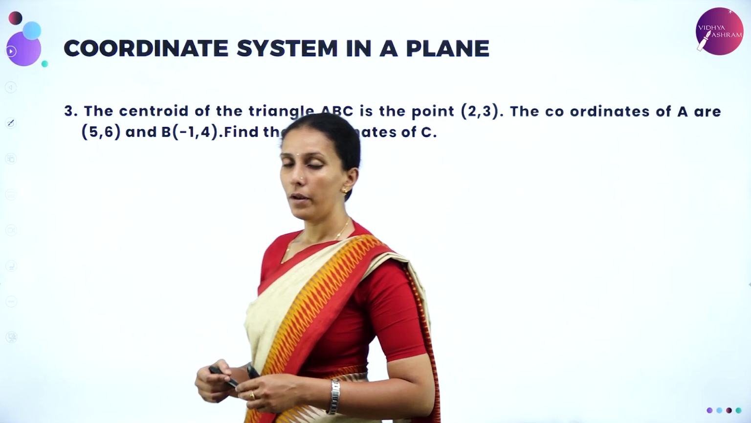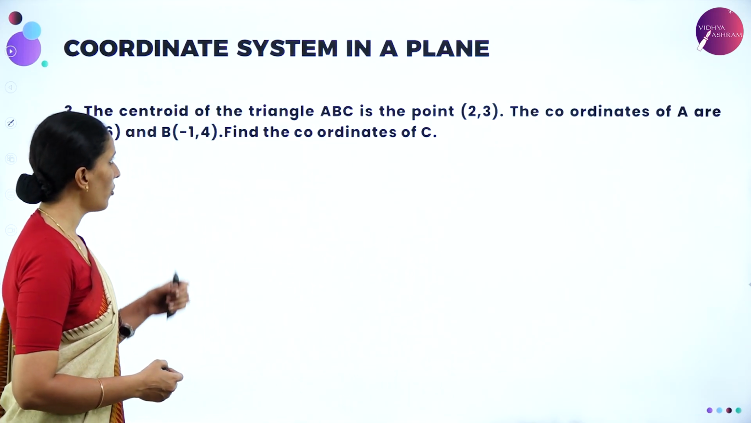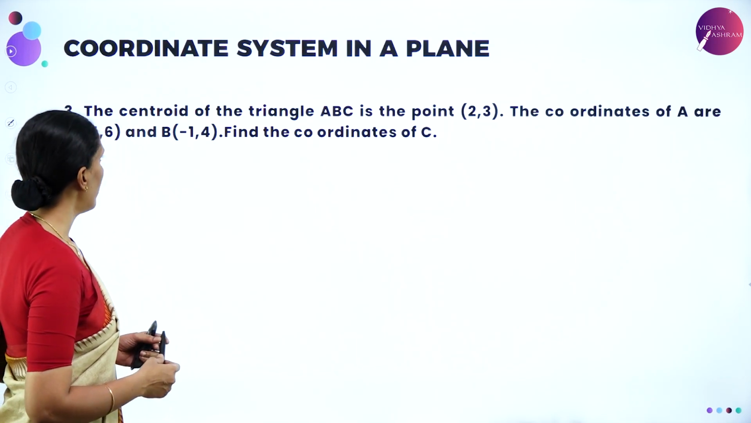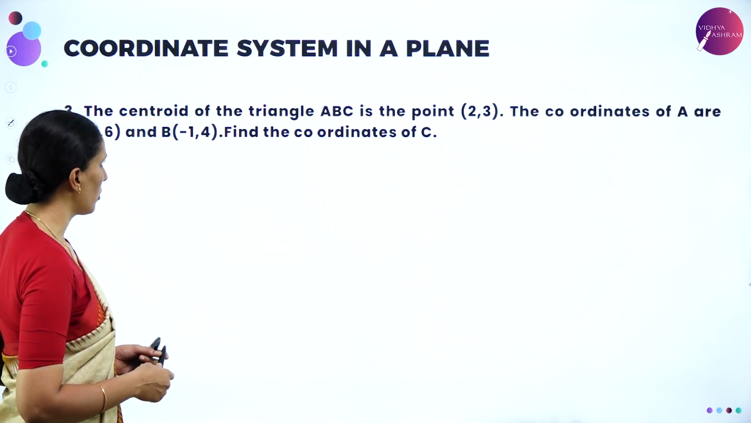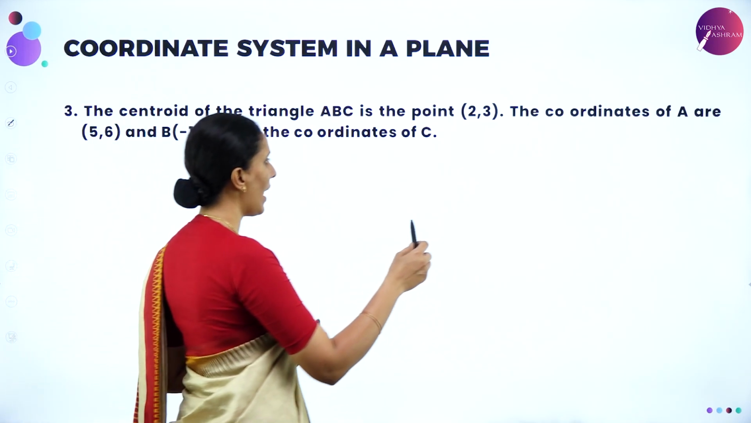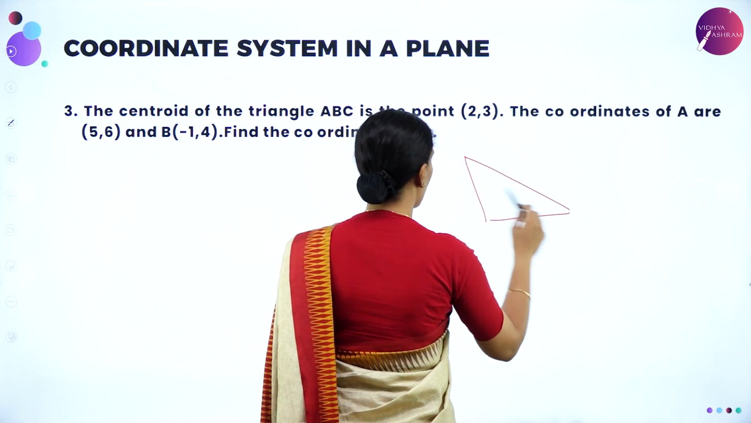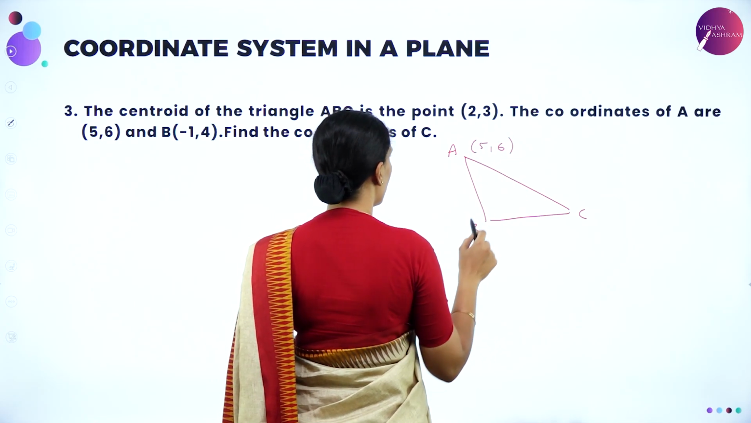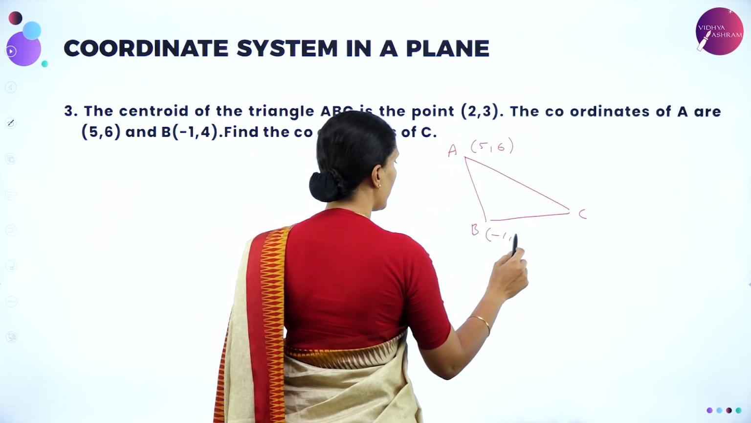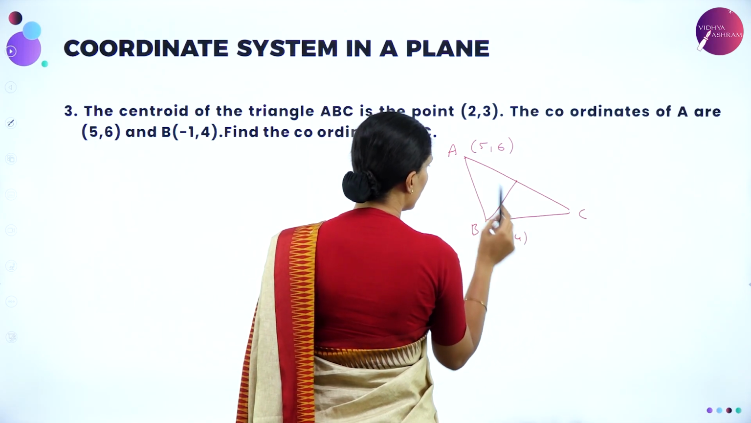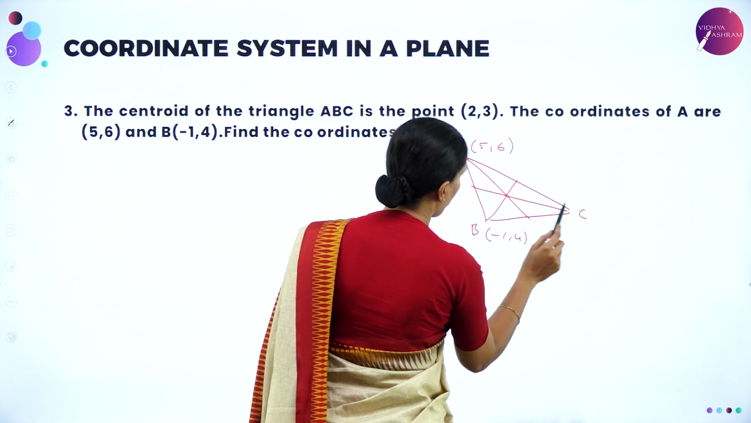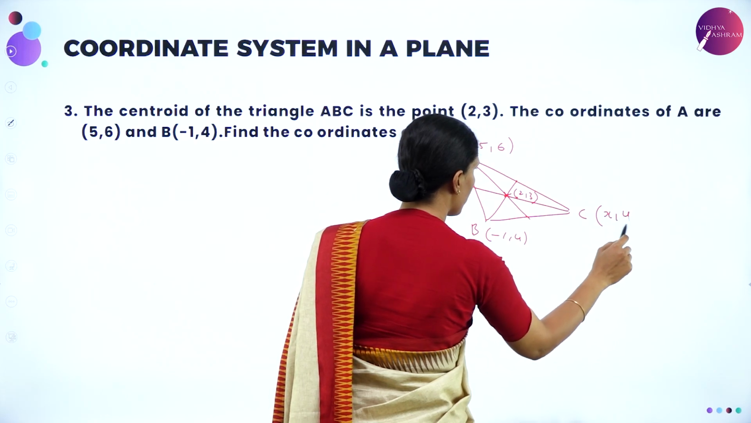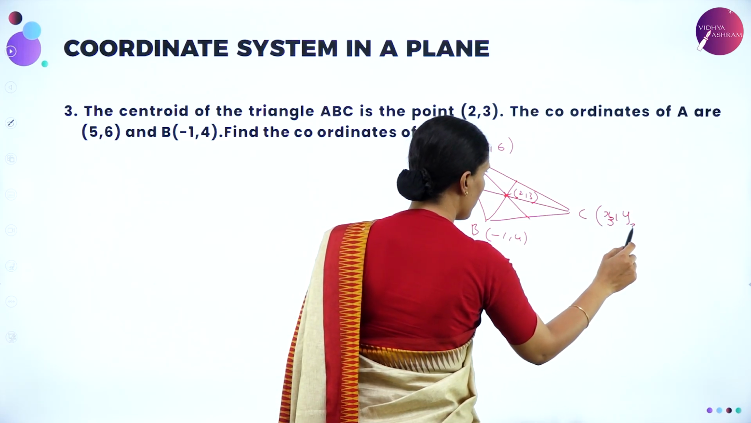So now let us take a problem on the centroid of the triangle. The centroid of the triangle ABC is 2, 3. The coordinates of A are 5, 6 and B is minus 1, 4. Find the coordinates of C. So we have a triangle here, A, B, C. A is given 5, 6. B is given minus 1, 4. They have also given the centroid of the triangle, which is 2, 3. Now we need to find the coordinates of C. So let me consider this as x3, y3.